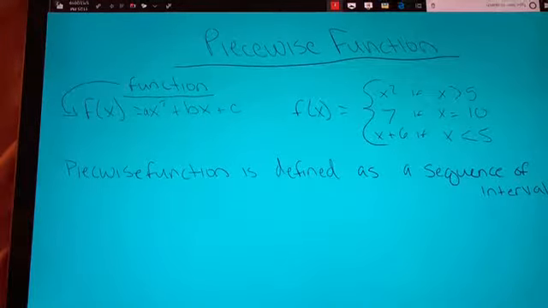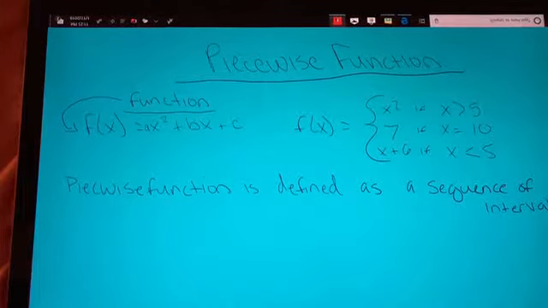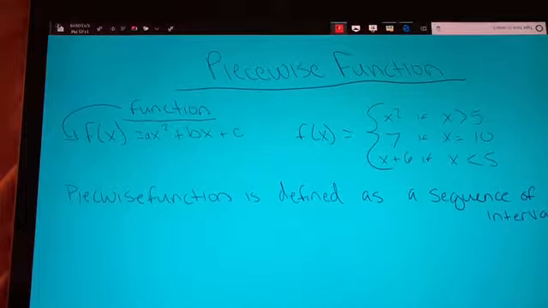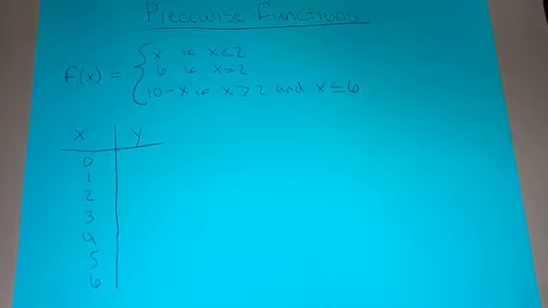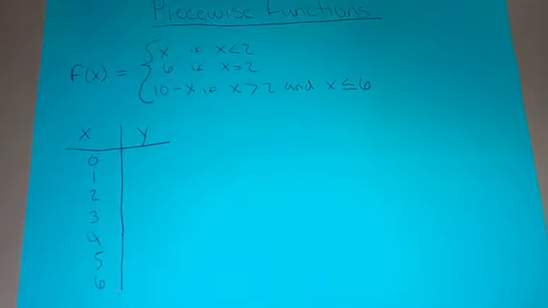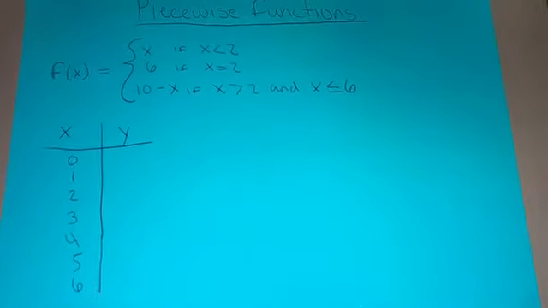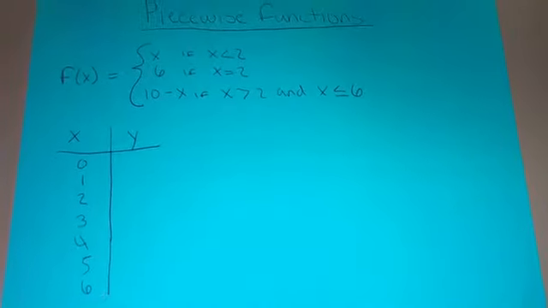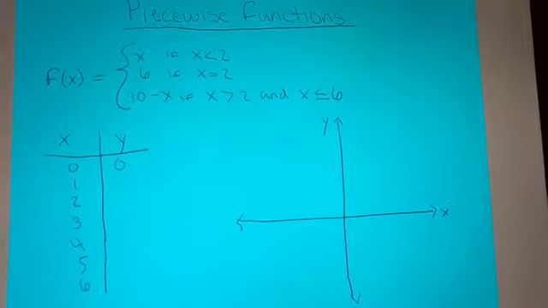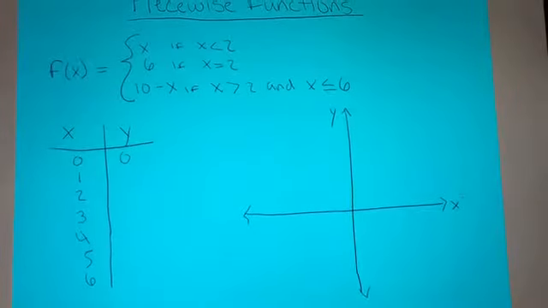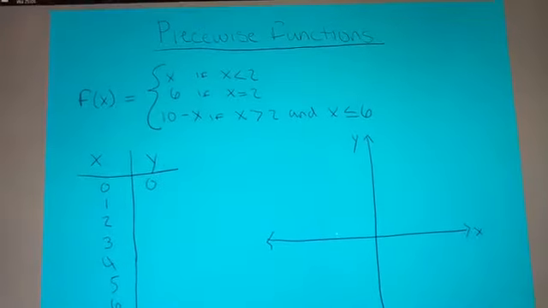Hi, I will be talking about piecewise functions and how to graph them. So a piecewise function is a function that has multiple parts to it for when x is a certain number. A piecewise function is defined as a sequence of intervals. Depending on the value of x, you would plug in f of x equals into the separate equations. For instance, if x equals 0, you would plug it into the f of x equals x because 0 is less than 2. In this piecewise function, if x equals 0, f of x would also equal 0 because 0 is less than 2.